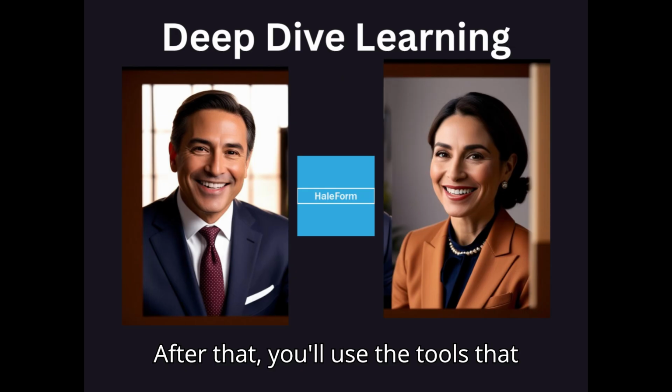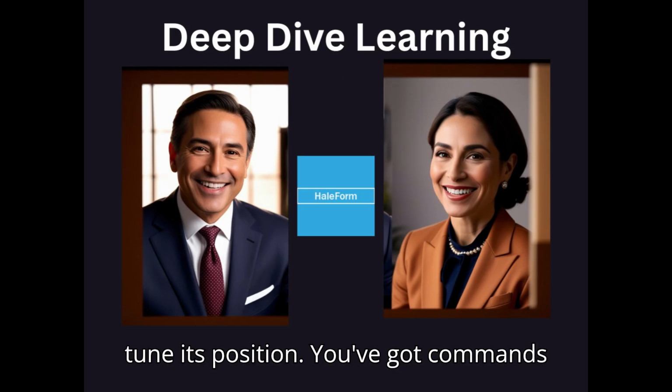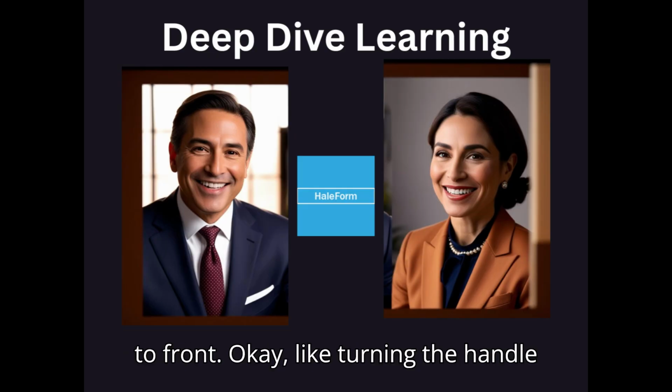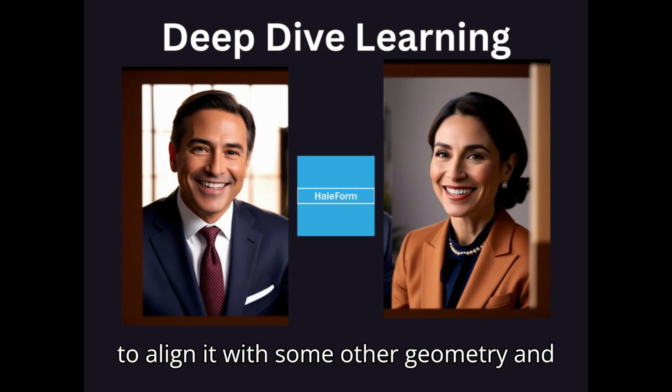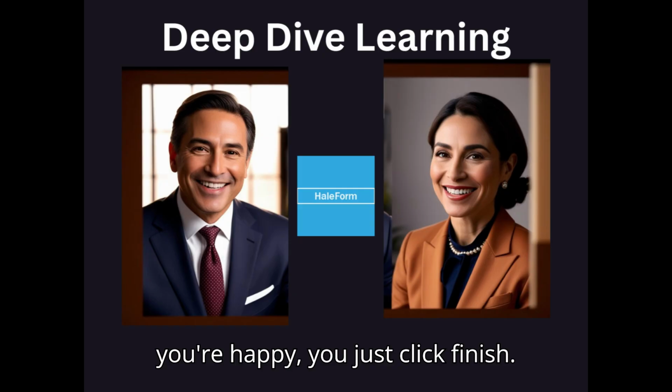Right. After that, you'll use the tools that appear, usually on a ribbon bar, to fine-tune its position. You've got commands like Flip to change its orientation back to front. Okay, like turning the handle direction. Exactly. Or Reference Position to align it with some other geometry, and Angle to set its rotation precisely. Once you're happy, you just click Finish.